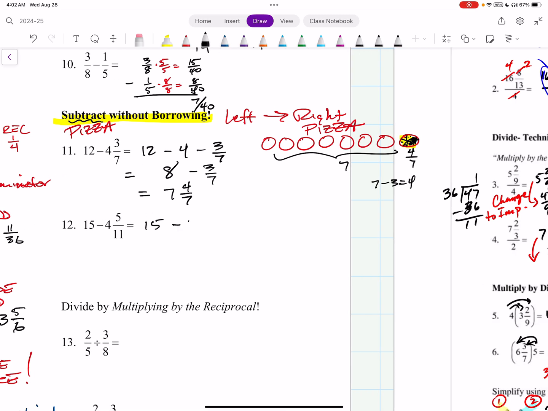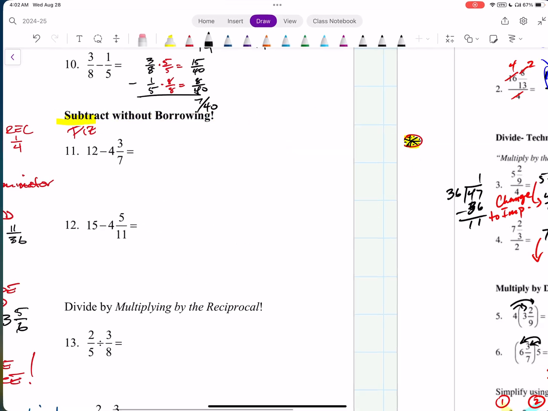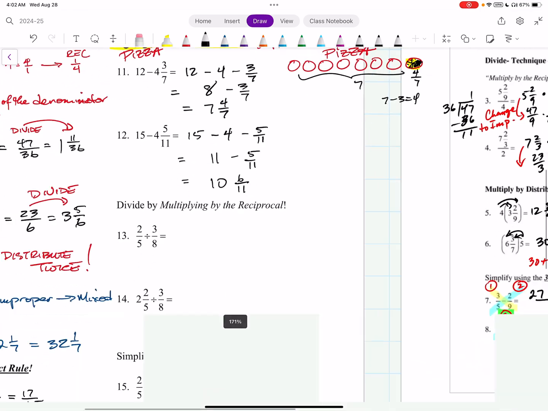So 15 minus 4 minus 5 elevenths. Okay, so 15 minus 4, left to right. Okay, what is that? That's 11. All right, but you still have to subtract 5 elevenths. So the answer is under 11. It's 10 and some fraction. And if you subtract 5 from 11, you have 6 out of 11 remaining. Okay, so once again, subtract left to right, and it's pretty straightforward.